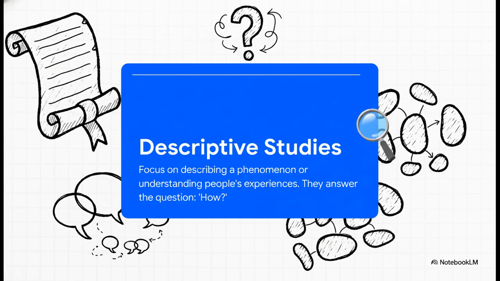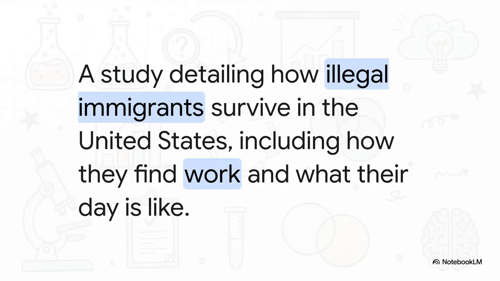Okay, next are descriptive studies. So if exploratory research draws the map, descriptive research, well, it fills in all the details. The goal here isn't about finding some brand new connection, but about painting a really rich, vivid picture of something we already know exists. It's all about answering how. A perfect example of this would be a study looking at the day-to-day lives of undocumented immigrants. We might have some statistics, right? But a descriptive study gives us that rich human detail of how they actually find jobs, how they build communities. It really brings the numbers to life.